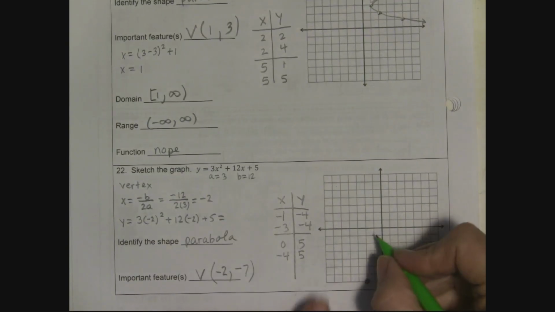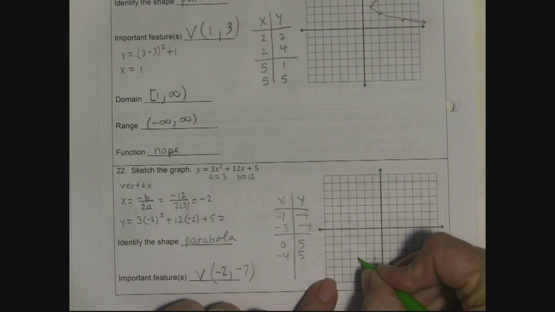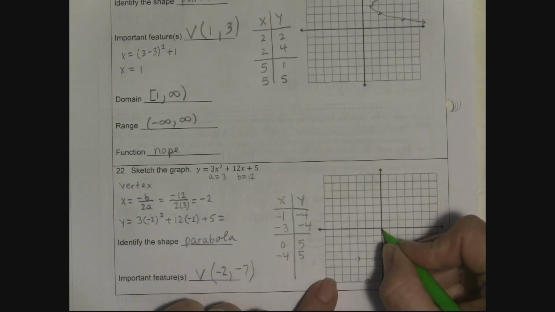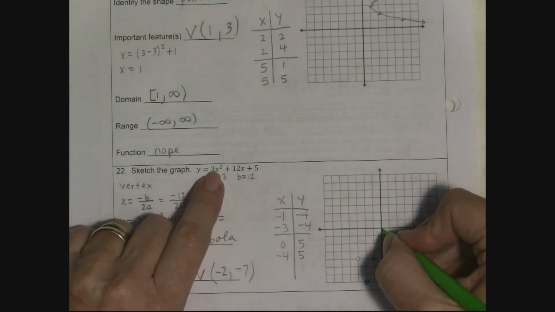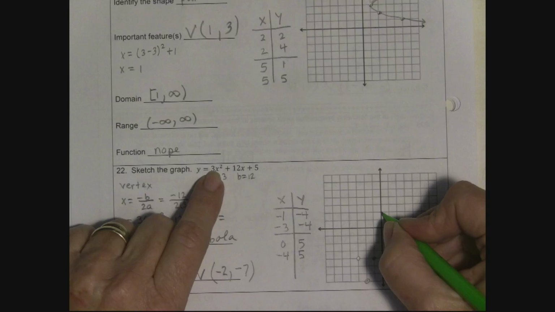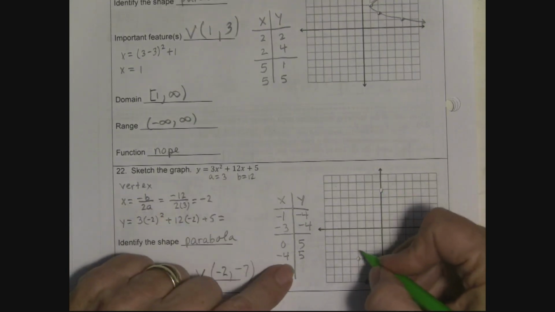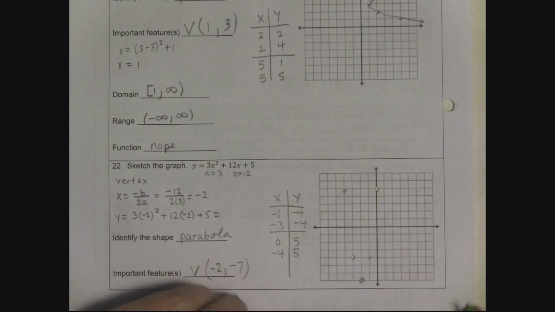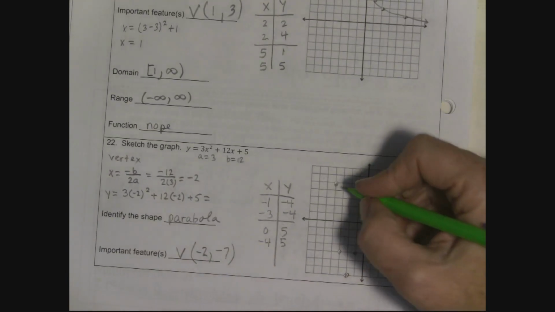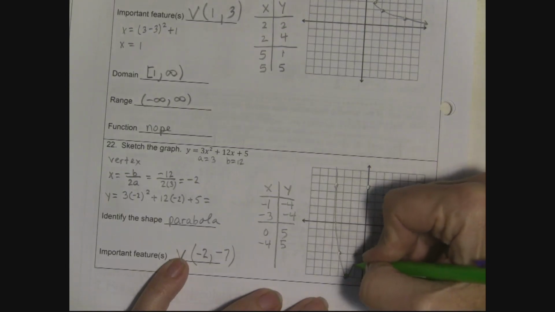So let's see, -1, -4, 1, 2, 3, 4, and -3, -4, and 0, 5. Boy, this is a skinny parabola. Yeah, because the A is 3. 1, 2, 3, 4, 5, and -4, and up 5. And so I was going to say this parabola, it's beautiful.